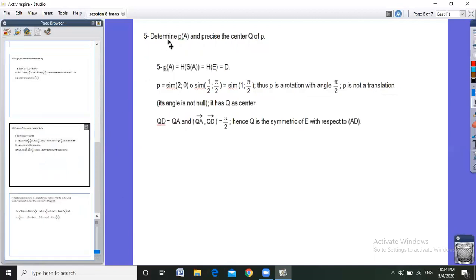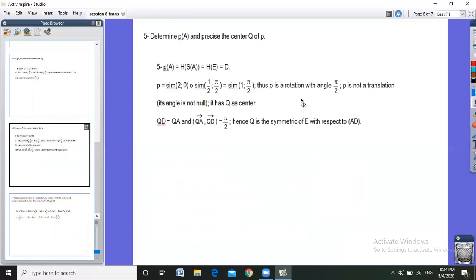Now 5, determine P of A and specify Q, the center of P. P of A is H of S of A, H of E equals D. P is a similitude of ratio 1 and angle pi over 2, which is a rotation.